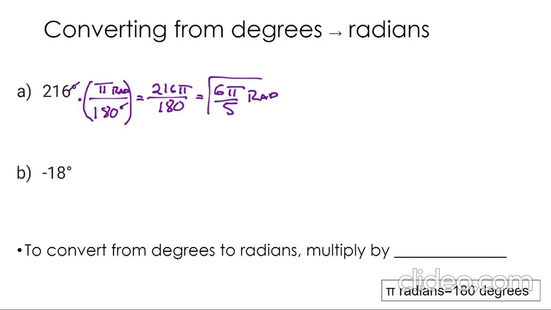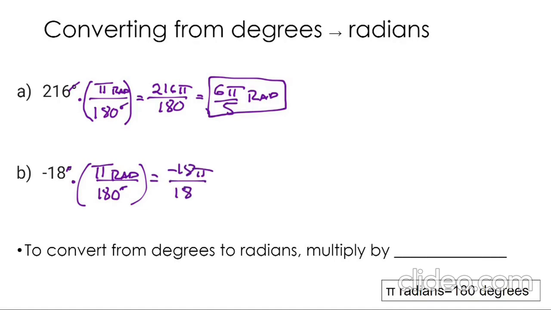And if you stay tuned, I'll show you a little trick for how to do this simplification in your calculator on the next slide. But let's do one more. So I'm going to convert negative 18 degrees, and so I'm going to do that by multiplying by pi radians over 180 degrees, and the degree units cancel, and we multiply straight across to get negative 18 pi over 180, and then whenever I simplify that, that's going to be negative pi over 10 radians.